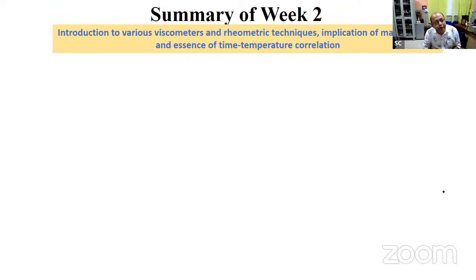Okay. So, summary of week 2: we gave an introduction to various viscometers, which are the measuring arm of a rheometer, and rheometric techniques, and the implication of the master curve. No single viscometer or single rheometer can give you viscosity data over a wide range of shear.